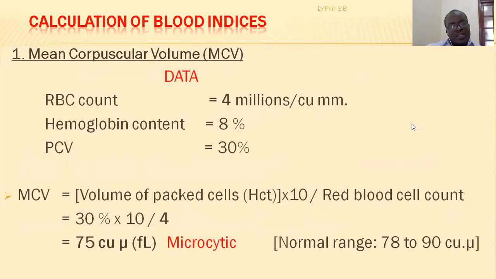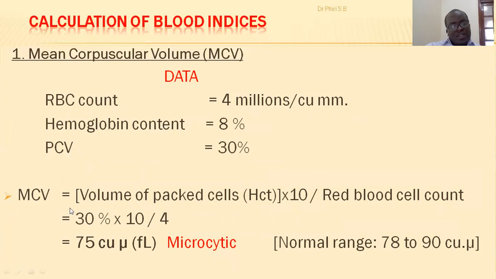So how do you calculate the mean corpuscular volume? This is the data that we've been given. Our subject has a red blood cell count of 4 million cells per microliter of blood, or cubic millimeter of blood. Hemoglobin content 8 grams per deciliter. Then PCV, hematocrit, 30%. So this is the formula for MCV. You need to understand this formula. If you don't understand, you just need to memorize it.